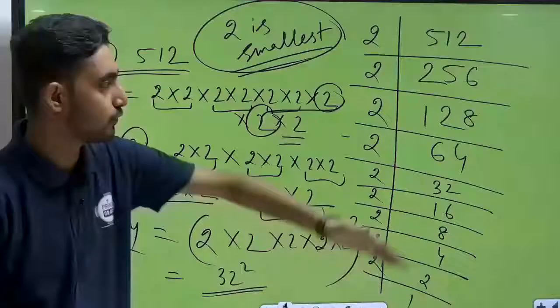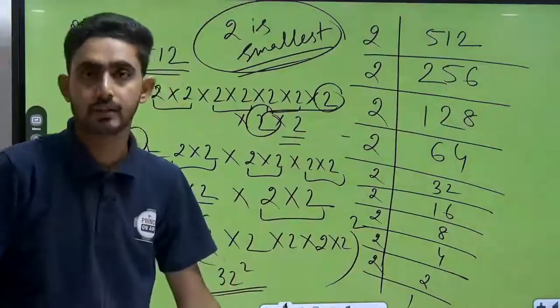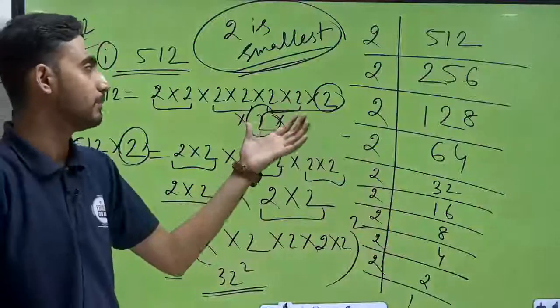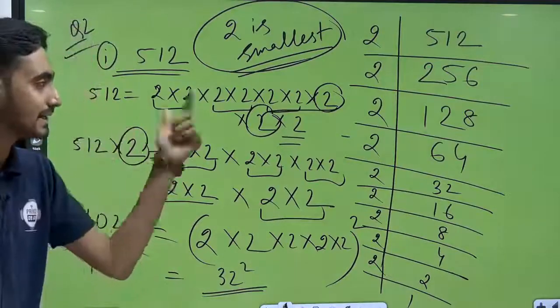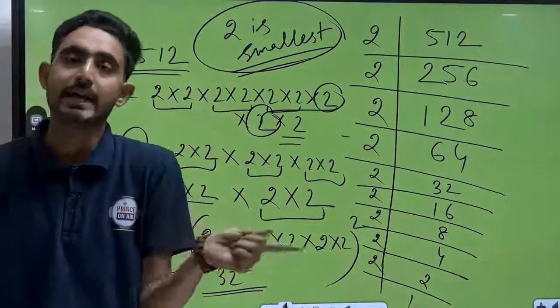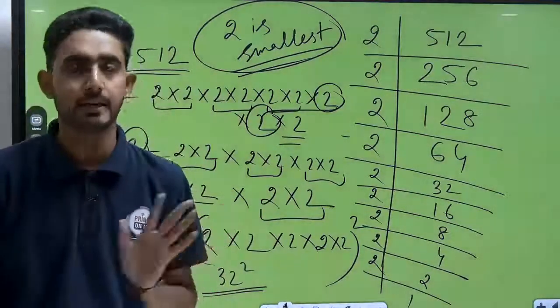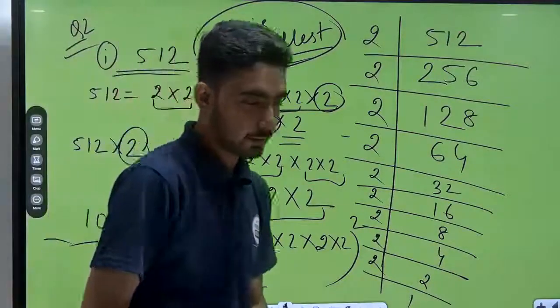First of all, I have to find out the prime factorization. Okay, after that, whenever you have to make pairs, whichever number is left, that number only you have to multiply. This is what you have to do. Okay, now we'll move to the next question.